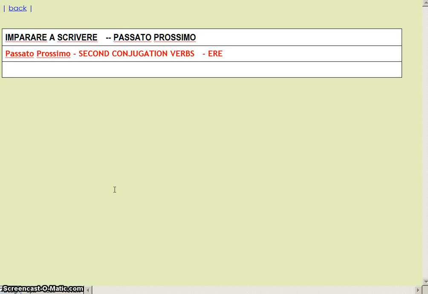Okay, now we are going to deal with irregular past participles. Several verbs of the second conjugation, particularly the conjugation that ends with ERE in the infinitive, a lot of these verbs have irregular past participles. The only way to remember them is to memorize them, because there are no real rules that you can apply. This has to do with linguistic evolution, the way the language evolved when it came deriving from Latin.